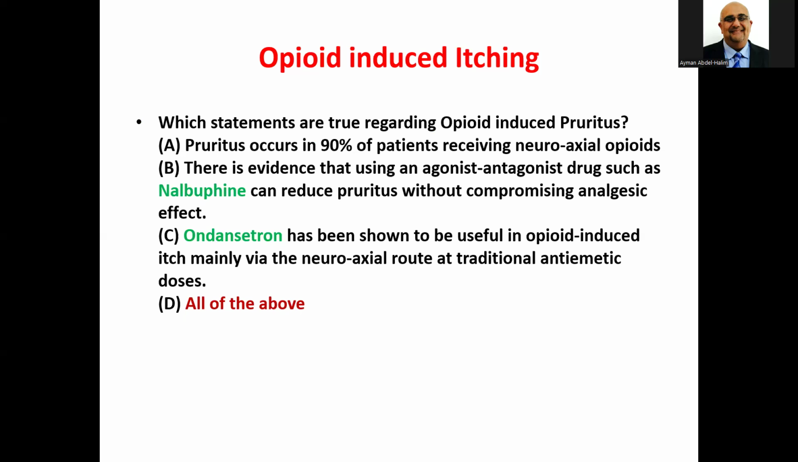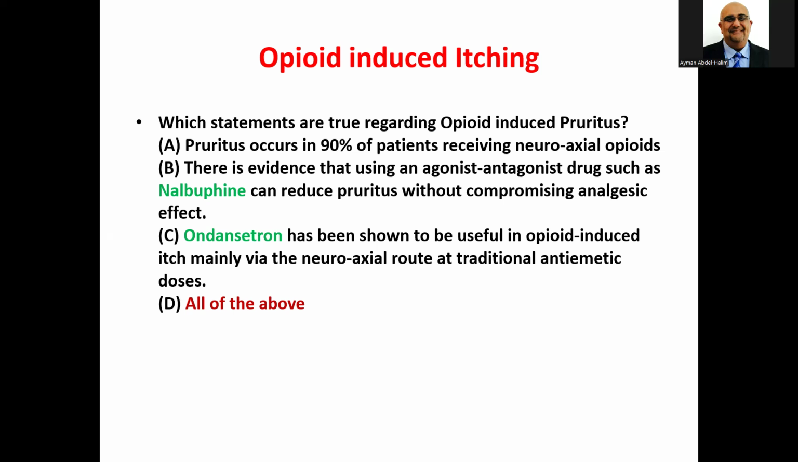Opioid-induced itching. Which statements regarding opioid-induced pruritus are true? It occurs in 90% receiving neuraxial opioid. This is true. So the itching, I see it mostly in patients receiving epidural analgesia. There's evidence that using agonists-antagonists can reduce the pruritus without compromising analgesic effect.